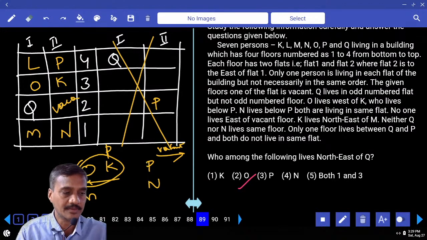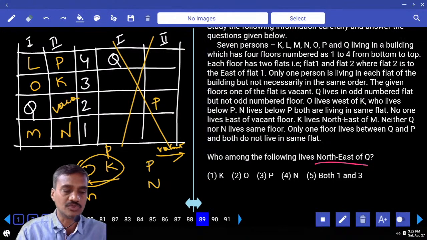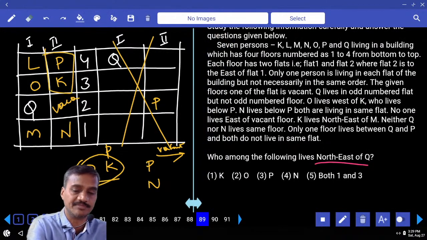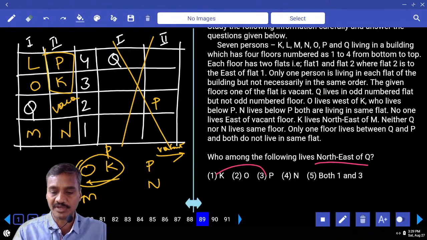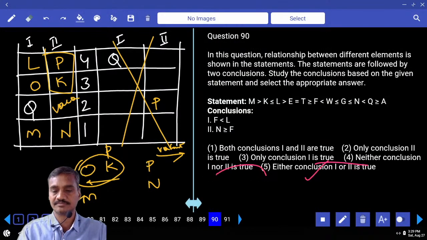Then next one, 89. And who among the following lives northeast of Q? K and P. Now K and P, 1 and 3, choice 5, question number 89.